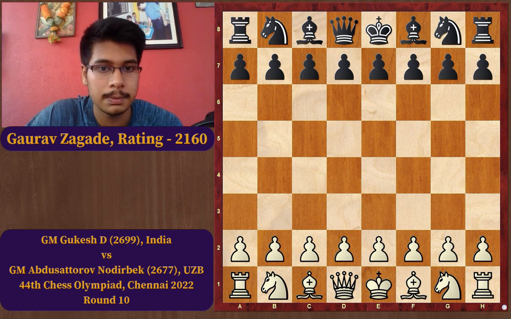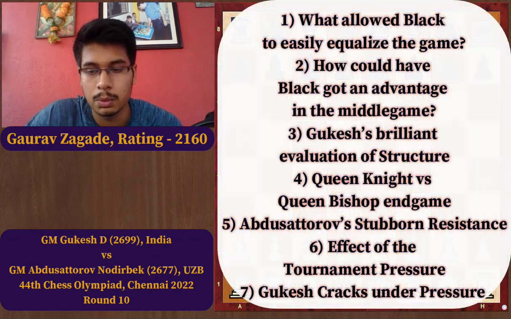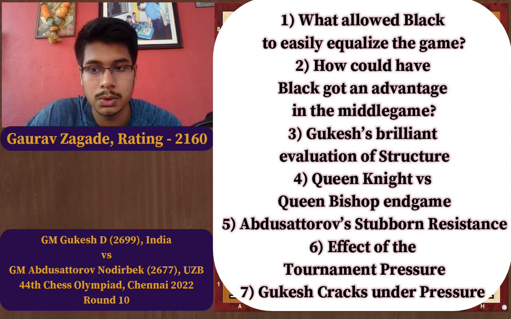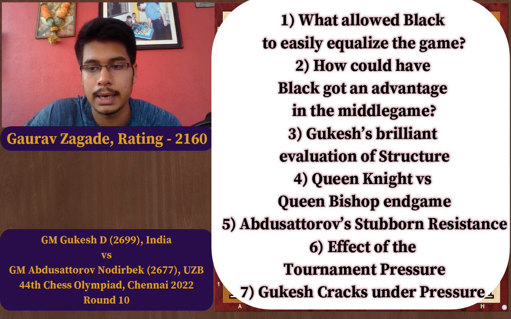So let's start. Before starting, let's have a look at what is there in today's video. Number 1. What allowed Black to easily equalize the game? Number 2. How could Abdusattorov have got an advantage in the middle game? Number 3. Gukesh's brilliant evaluation of structure. Number 4. Queen Knight versus Queen Bishop endgame.